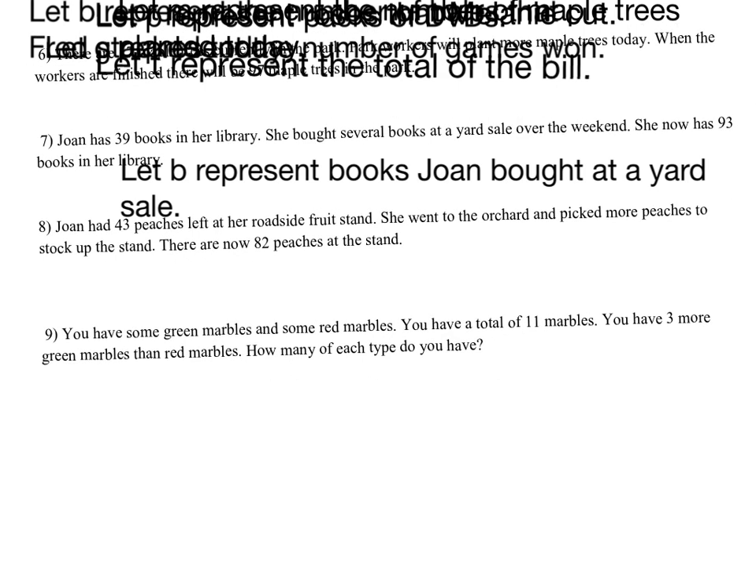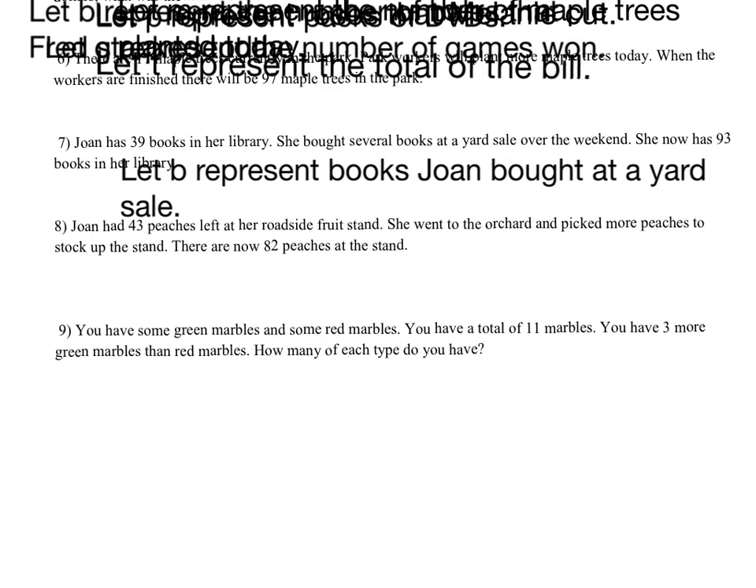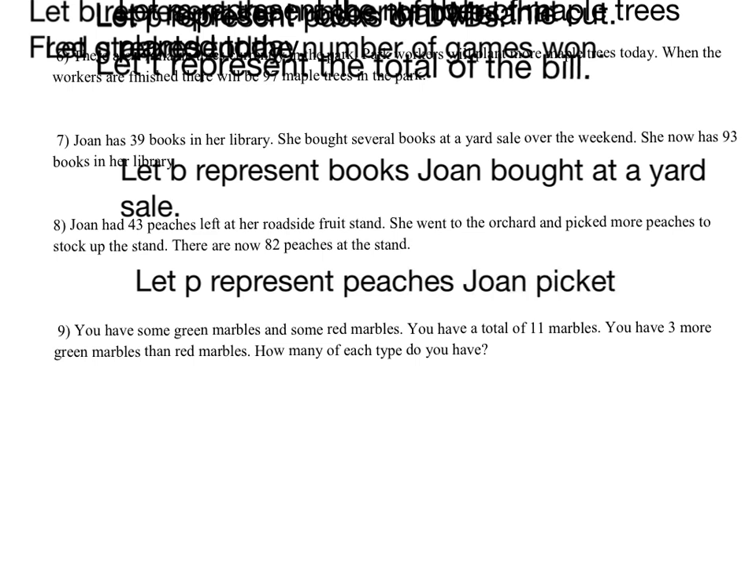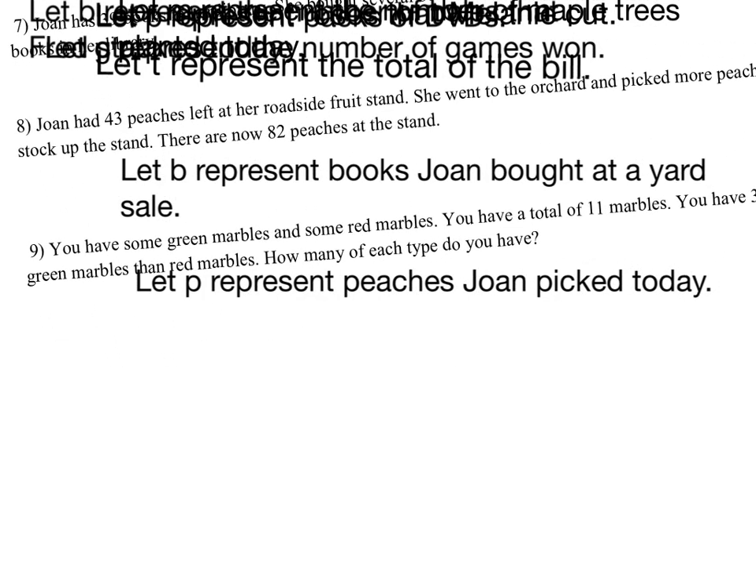Number 8, Joan had 43 peaches left at her roadside fruit stand. She went to the orchard and picked more peaches to stock up the stand. There are now 82 peaches at the stand. So we could say let P represent peaches Joan picked. And you could argue maybe we need to put the word today on here. Maybe she's already picked some other peaches, but today she picked peaches.